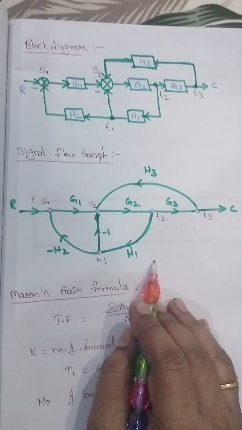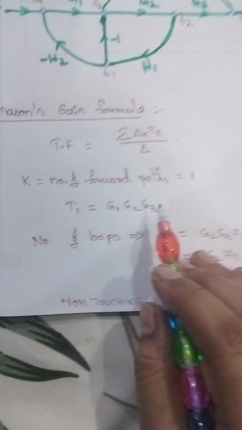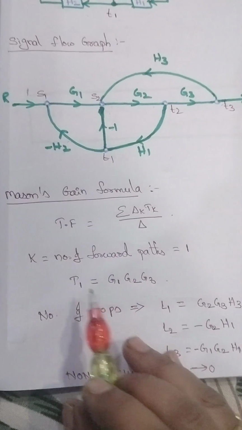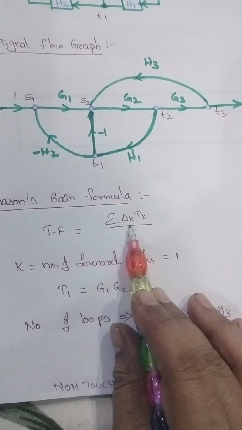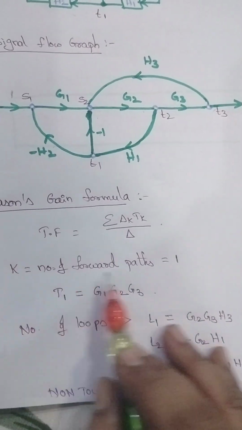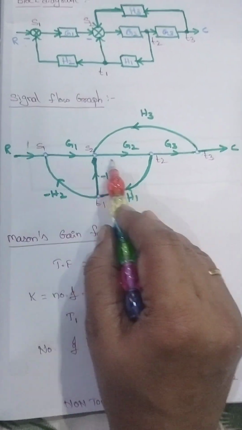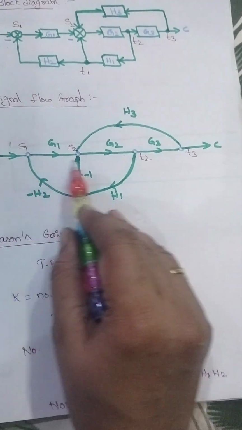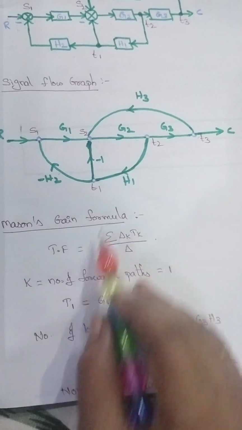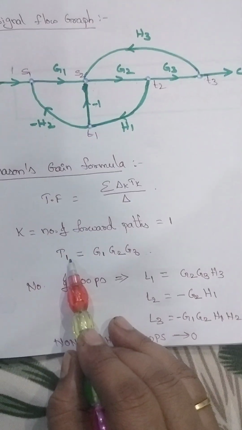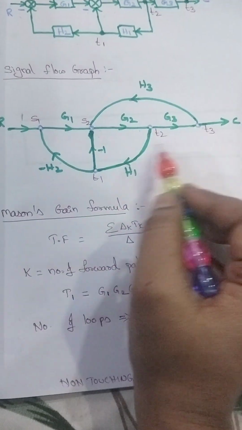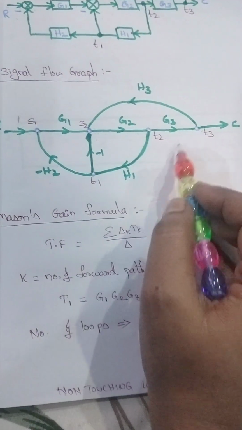Then this is a signal flow graph, and by using Mason's gain formula we find the transfer function: summation of delta k, Tk, by delta. Here k is the number of forward paths. After observation, how many forward paths are there? Only one forward path, G1, G2, G3, so into 1 means G1, G2, G3. Only T1. There are no other forward paths here.